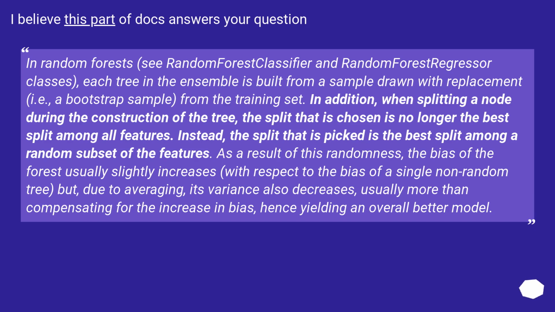As a result of this randomness, the bias of the forest usually slightly increases with respect to the bias of a single non-random tree, but, due to averaging, its variance also decreases, usually more than compensating for the increase in bias, hence yielding an overall better model.